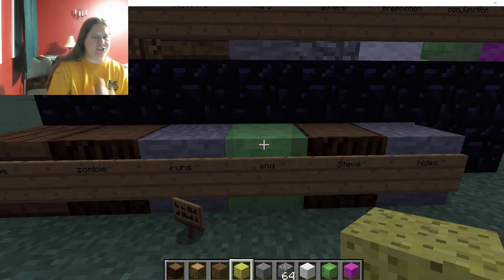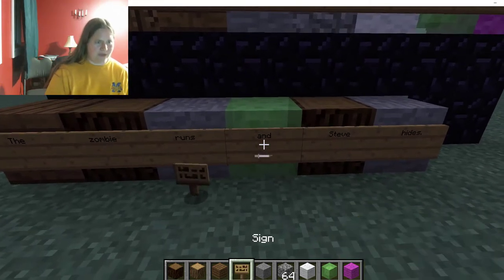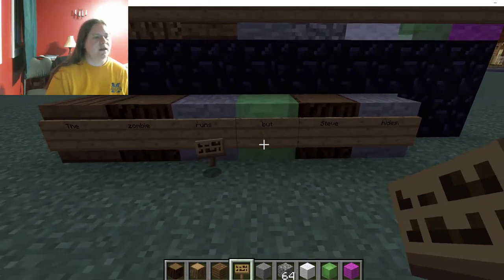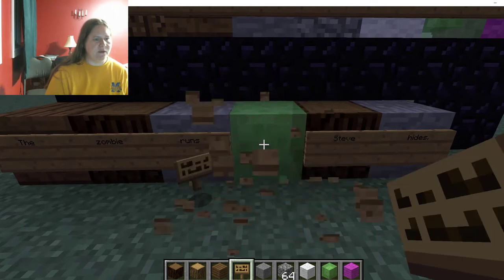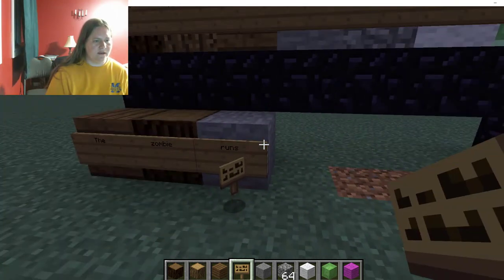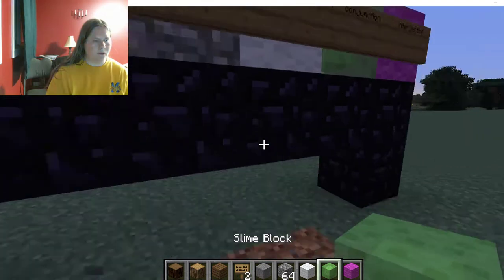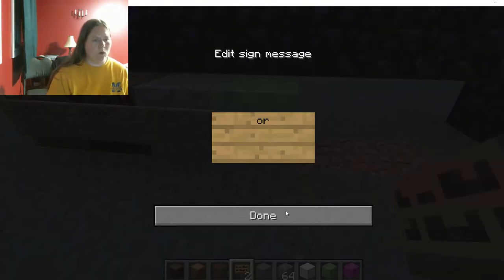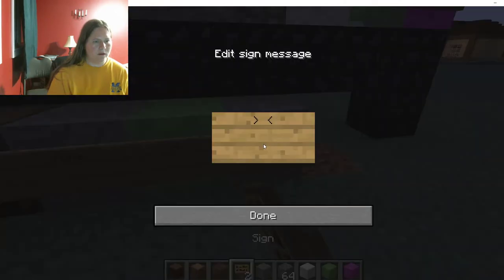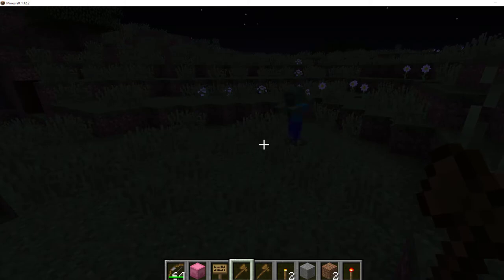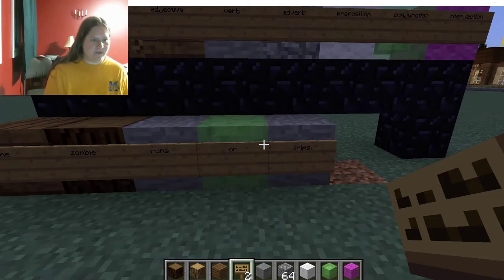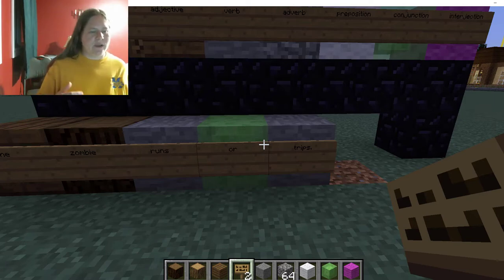Now, I've been using the conjunction and. There's other conjunctions. We can go but. The zombie runs, but Steve hides. We can say the zombie runs or trips. Or is another conjunction. There are a number of different conjunctions, and some of them can join two different things, two different nouns, or two different verbs, or two different adjectives. Some of them can join different clauses.